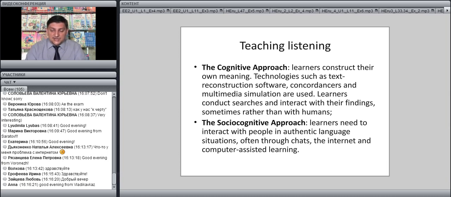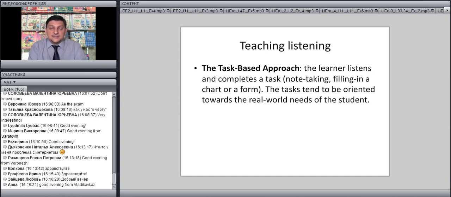And the final approach I wanted to mention today is the so-called task-based approach. In this approach, the main emphasis is on the task. The learner listens and completes a task, which can be done in the form of note-taking or filling in a chat or a form or something.